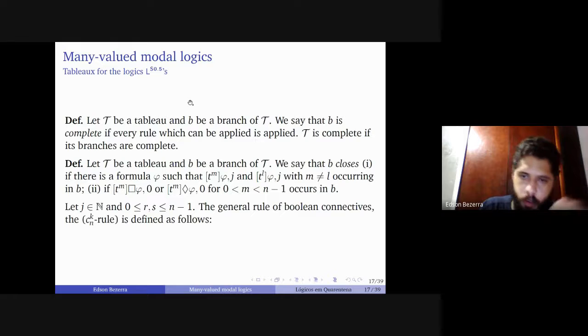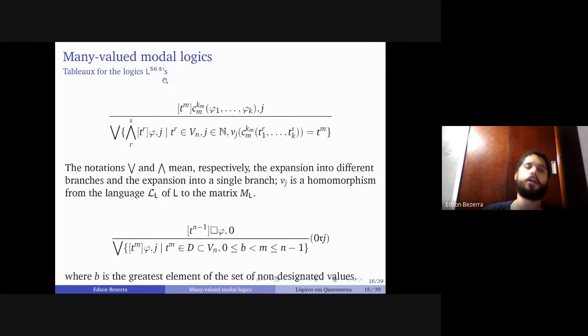Okay, now I will present the rules of Boolean connectives. Here we have this general rule for propositional connectives. The notations of this big OR and the big AND mean that we are expanding the formula into different branches, and the big AND is the expansion into a single branch. And v is a homomorphism from the language L into the matrix of the many-valued logic. Until here, we have only the definition for the propositional logics.